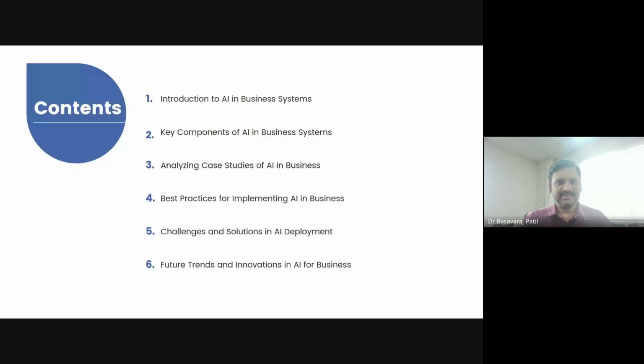Moving on to the contents of today's session: an overview of AI in business systems and the key components required in business. Analyzing some case studies, especially in retail and healthcare, which are most important for development in business, and the best practices while implementing for business, with the challenges we are facing, what we can enhance, and how best we can implement and utilize these things for applications.